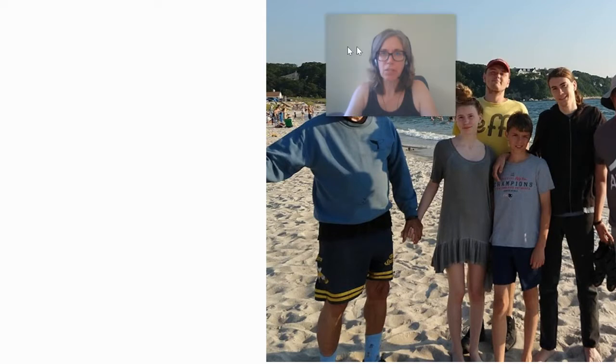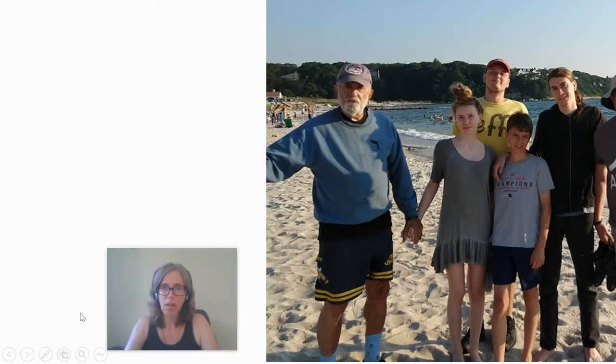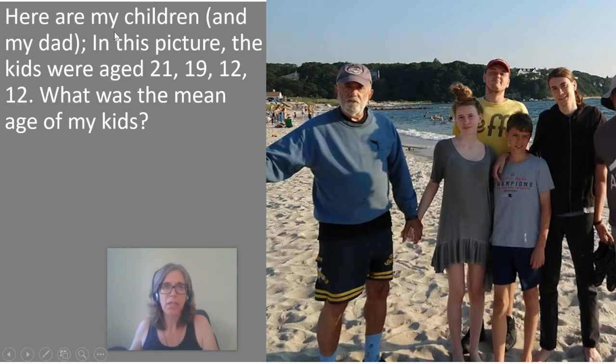So this is a picture of my family a few years ago. These are my kids and my dad. So my kids at this time were aged 21, 19, 12, and 12. So the mean age of my kids. I'm going to get my calculator and I'm going to add 21 for my oldest plus 19. And then the twins were 12 at the time. So I'm just adding those all up, 64. And then I divide it by 4 to get the average. That's 16. So the mean is 16 years old.